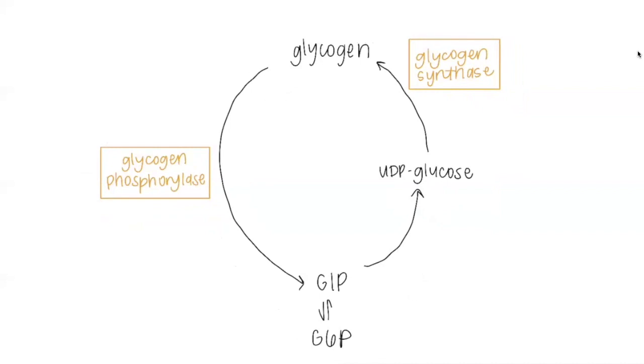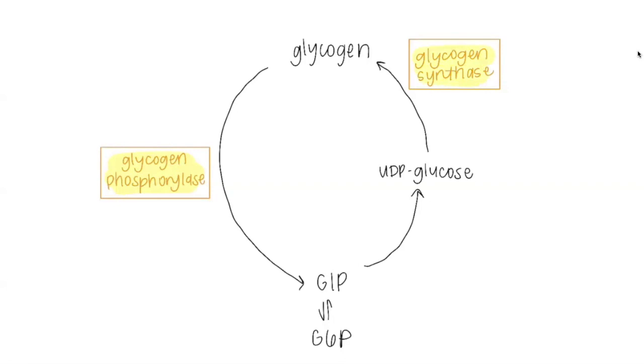Everyone, today's video is going to go over glycogen regulation. First things first, you need to know which enzymes are regulated in the glycogen breakdown and synthesis processes. Here I have a very simplified glycogen template, and we know that glycogen phosphorylase is the regulated enzyme of glycogen breakdown, and glycogen synthase is the regulated enzyme of glycogen synthesis.